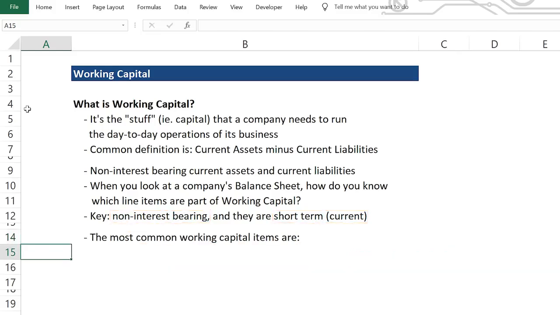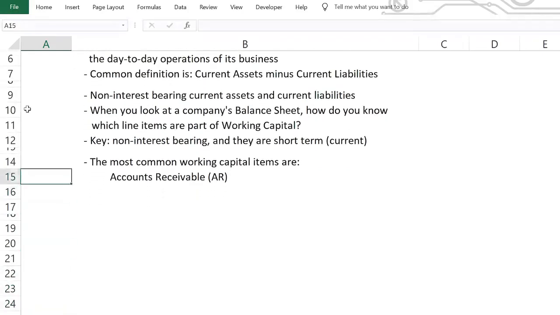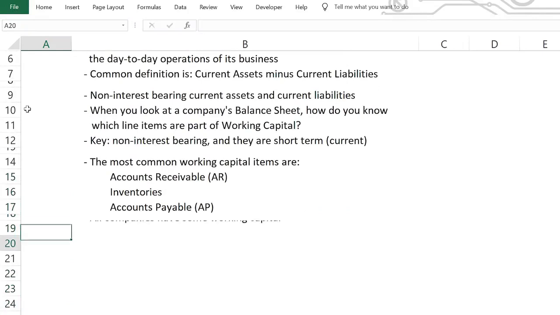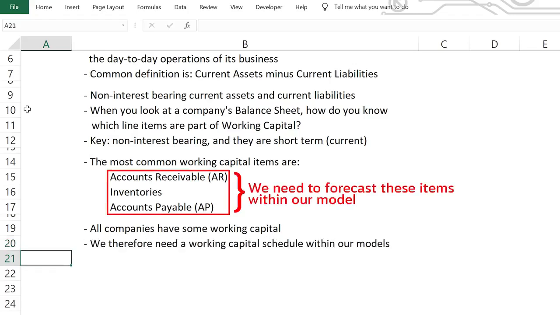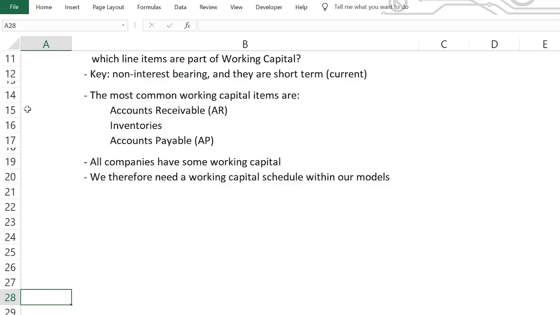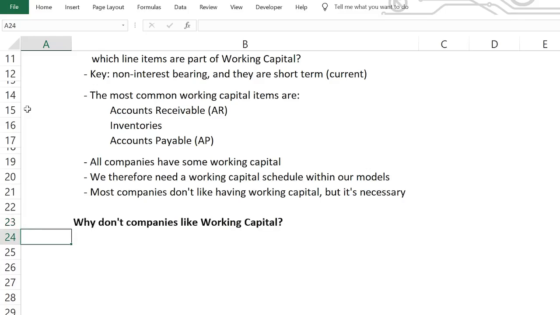Now, the most common working capital items are things like accounts receivable and inventories and accounts payable. All companies, therefore, have some working capital, and we need to forecast these items in our models. To do that, we are going to build a working capital schedule. Now, most companies actually don't like having working capital, but it's a necessity to run most businesses.